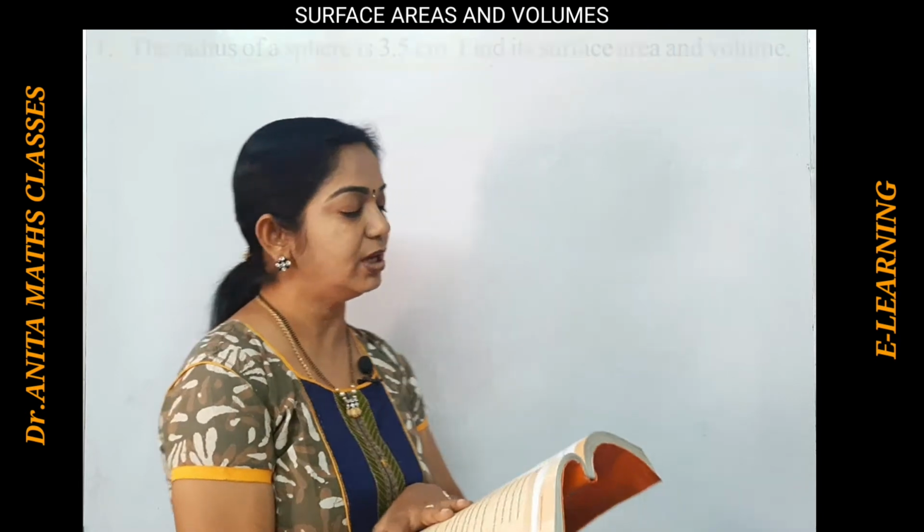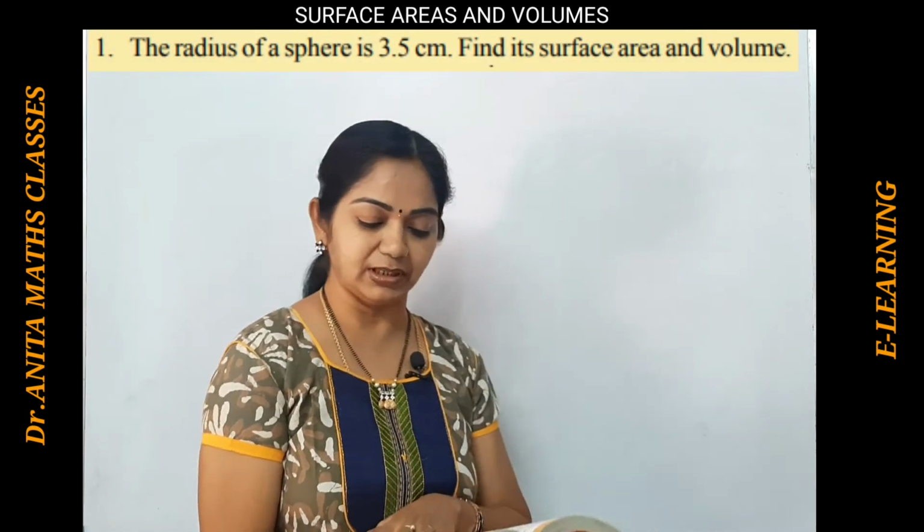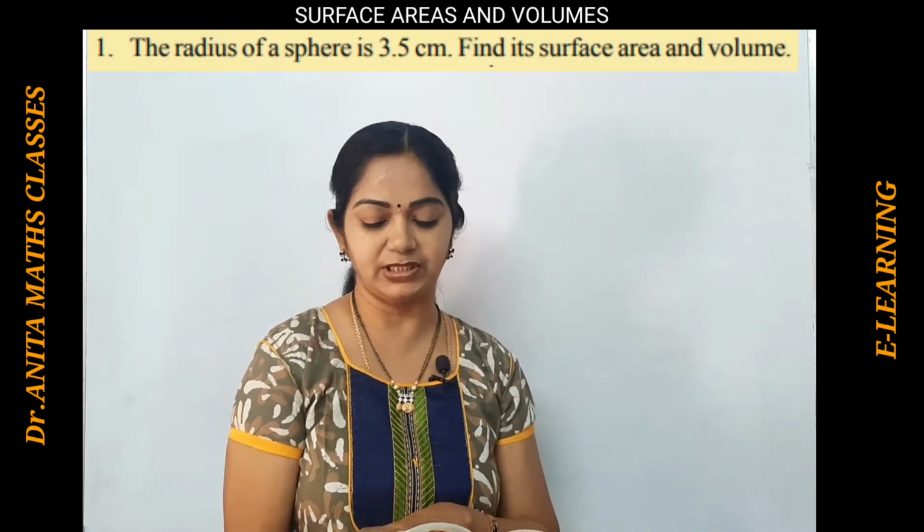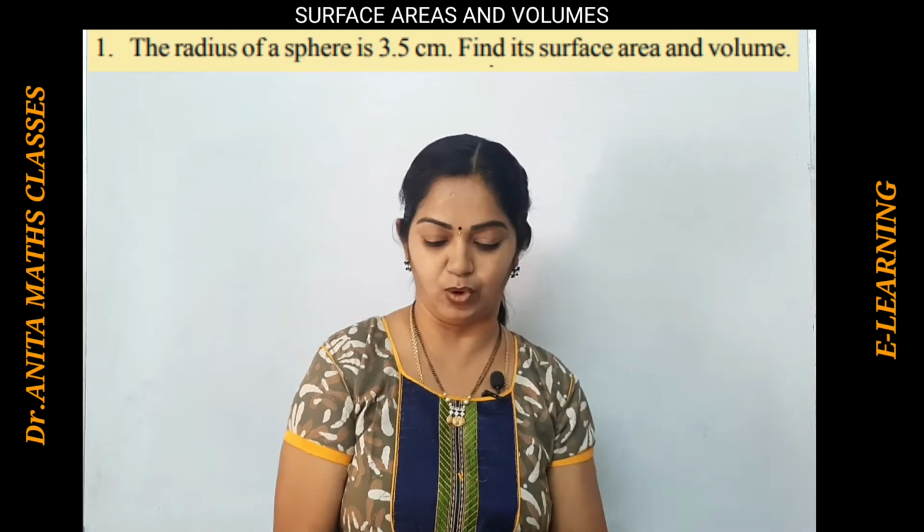I'll read it out for you. The radius of a sphere is 3.5 centimeters. Find its surface area and volume.